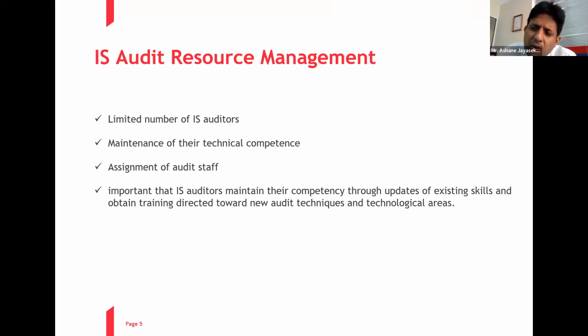Because we now need to evolve to the stage where we not only provide general IT control reviews or limited application reviews, but we must move to the phase where, as IS auditors, we can also develop IS security policies for a company.